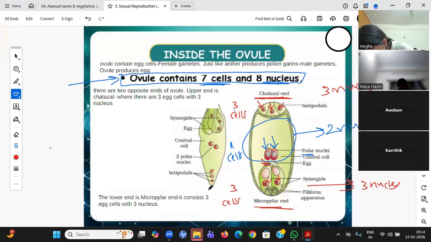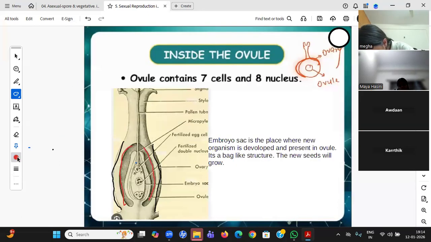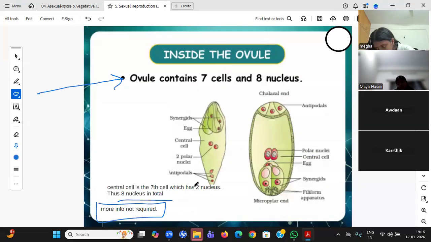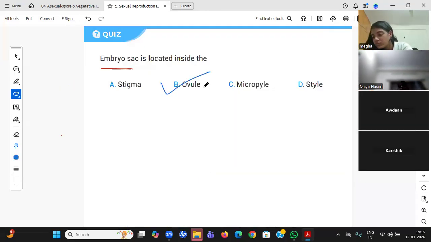You can see the blue color embryo sac, the one I discussed. The blue color embryo sac is in the red color. And what is the red color? Red color is nothing but the ovule. So the answer should be ovule.